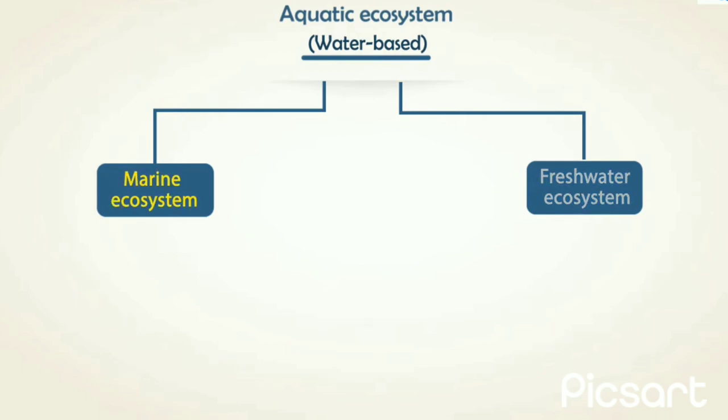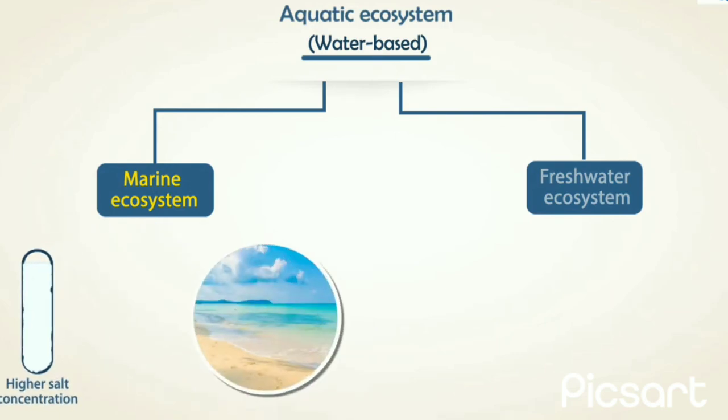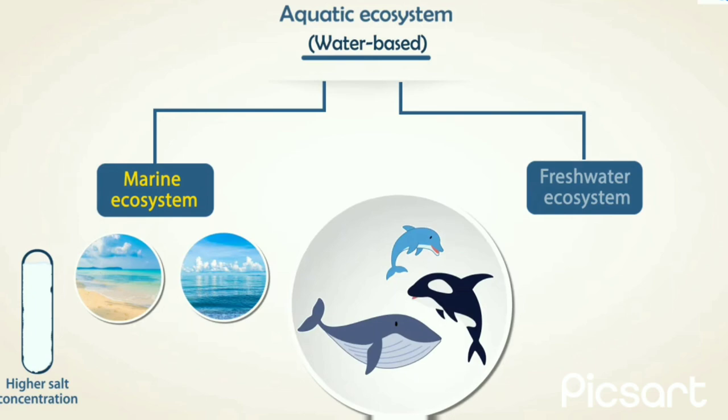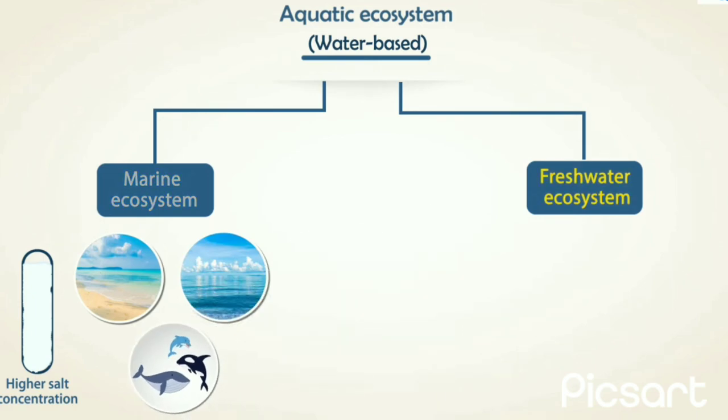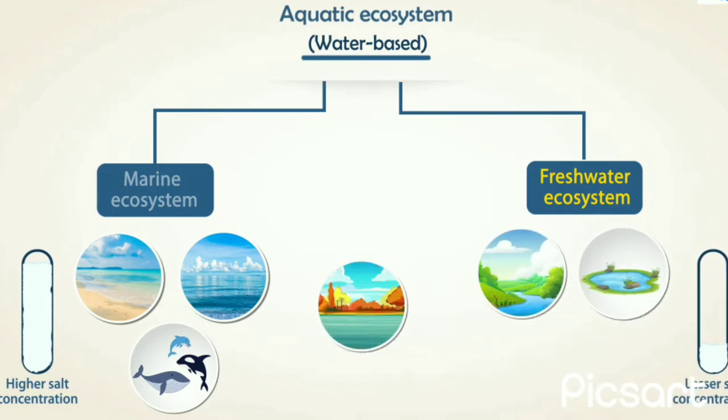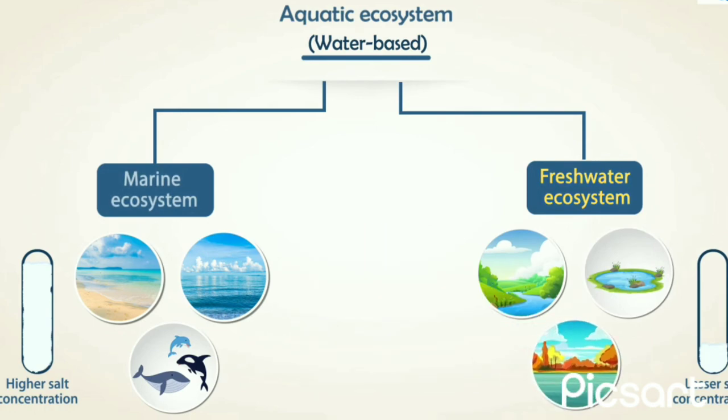The marine ecosystem contains higher salt concentration in the water and includes seas and oceans. They have a wide variety of organisms present in it. The freshwater ecosystem has lesser salt content in the water and includes rivers, ponds, lakes, streams. The variety of organisms is comparatively lesser.